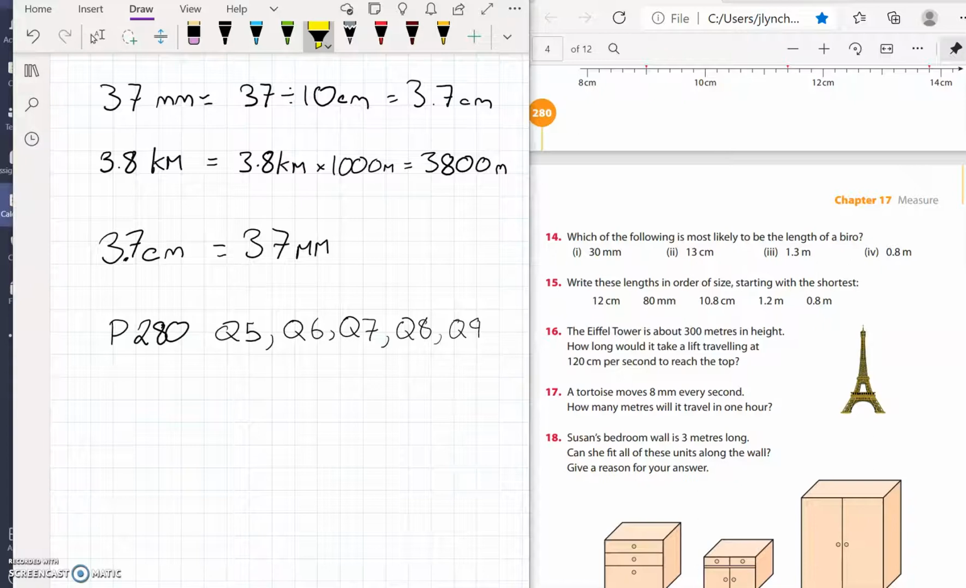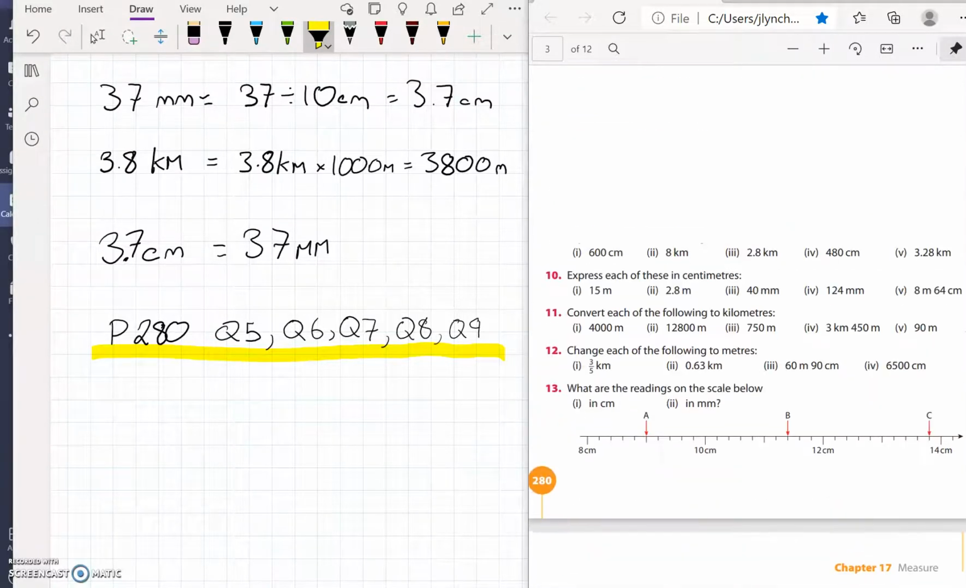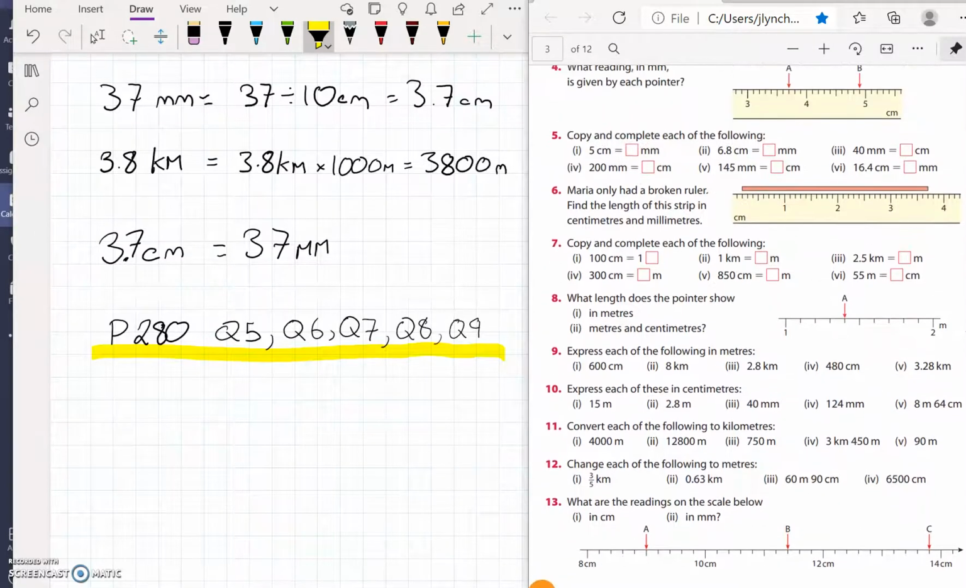So what you have here to do is page 280, question 5, question 6, question 7, question 8, and question 9. They actually won't take you that long. I'll give you 5 questions there. You should be well able to do them in about 10-15 minutes, I think. So all they're kind of asking you to do is, if we go back up here, complete and copy each of the following. 5 centimeters equals how many millimeters? Okay, it's going to be 50 millimeters. 6.8 centimeters equals 68 millimeters, and so on.